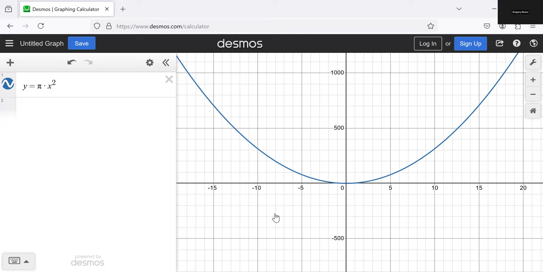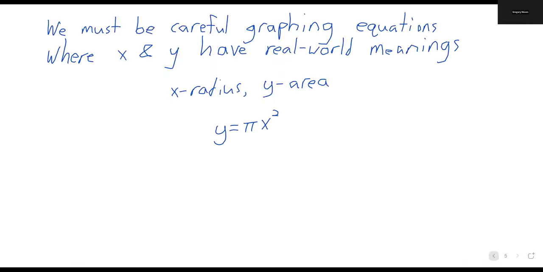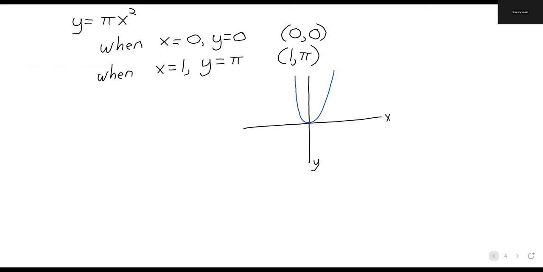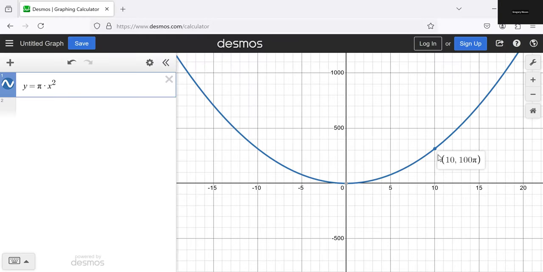According to Desmos, and here is what this thing looked like according to me, but neither of these pictures can be quite right because let's look at a point. 10, 302. This is saying that when the radius is 10, the area is 302, right?